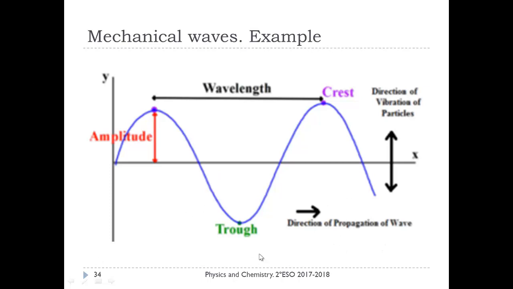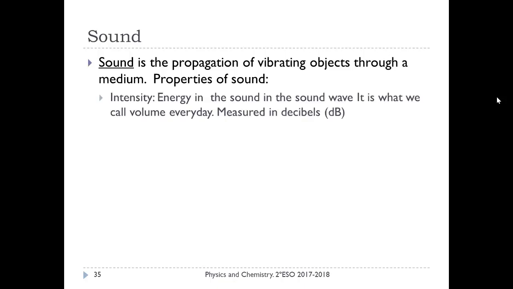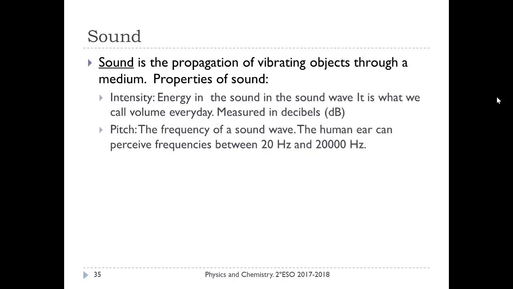So this would be the example of a wave. The red one will represent the amplitude, which is this segment here. The wavelength, as we said before, is the distance between two crests or two troughs, and the direction of the wavelength is given by the position on the x-axis.